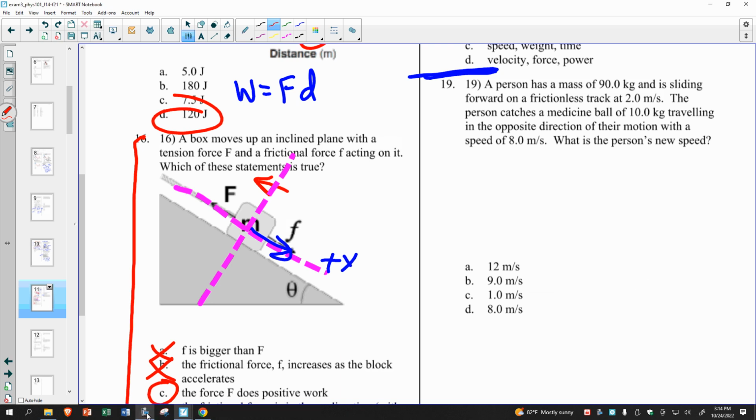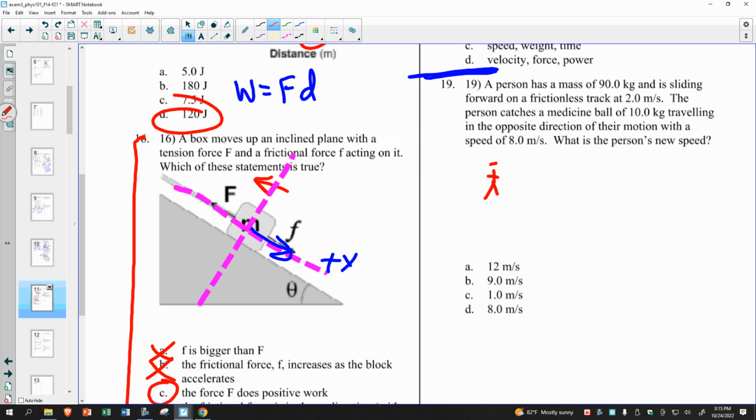So a person has a mass of 90 kilograms and is sliding forward on a frictionless track at 2 meters per second. The person catches a medicine ball traveling in the opposite direction of the motion with a speed of 8 meters per second. What is the person's new speed? Remember I said it's helpful to draw pictures? You really want to draw pictures with these because you have to be careful with the signs of the velocities. If you get the signs incorrect, then you're going to get the problem wrong, and you're going to think you got it right. So really draw a picture.